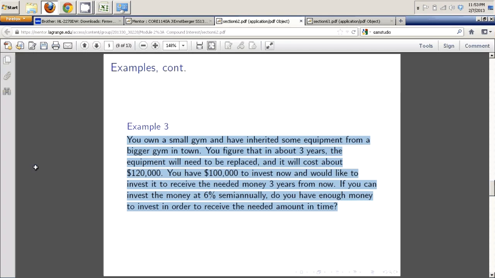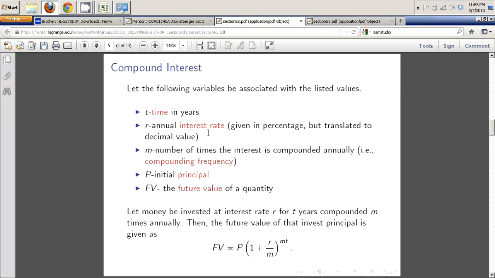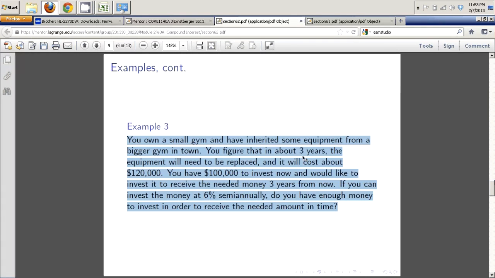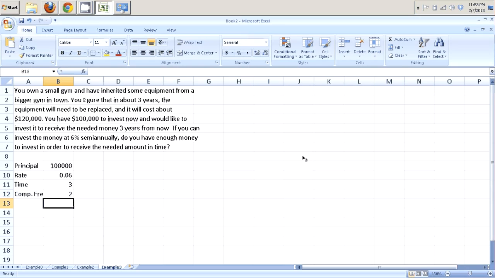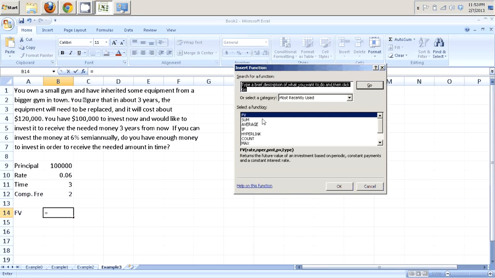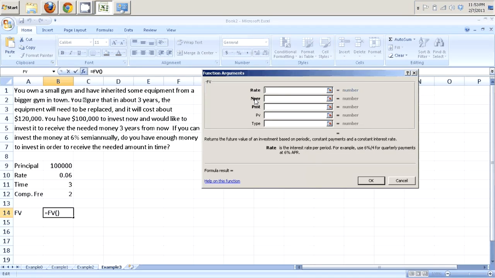Now let's go back to our slideshow. To be 6% semi-annual, that means it happens twice a year. Okay. So let's compute the future value of this. So the rate, divided by the compounding frequency. The number of periods is the compounding frequency times the time, because that gives us how many compounding periods total happen. We don't have a payment, but we do have a negative value of a principal, which is for us $100,000.